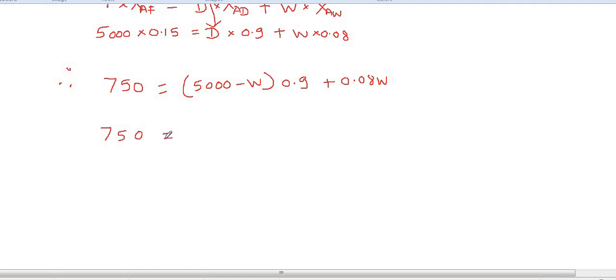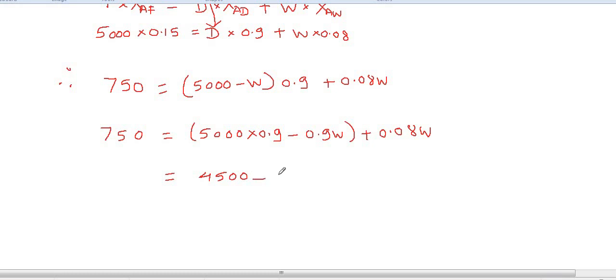750 is equal to, now we'll take this 5000 minus W out of the bracket. So what will you get? You will get here 5000 into 0.9 minus 0.9 into W, bracket complete, plus 0.08 W. Again we have to solve this. How much will we get here now? 4500 minus 0.9 W plus 0.08 W.